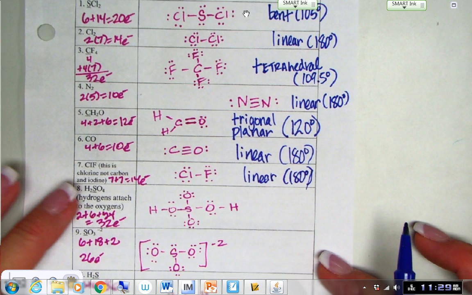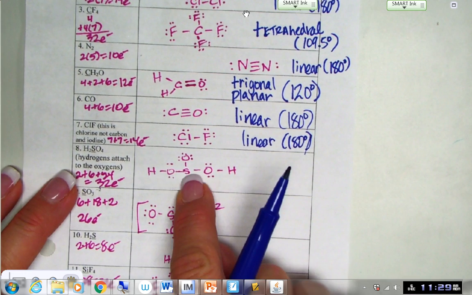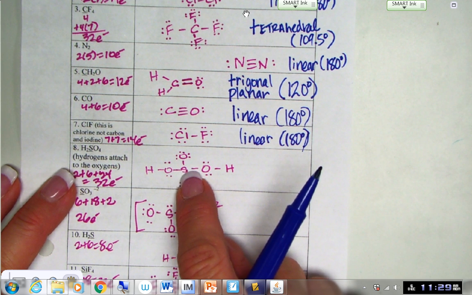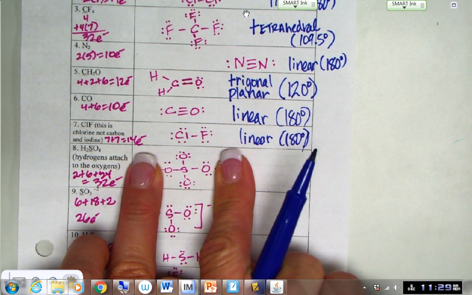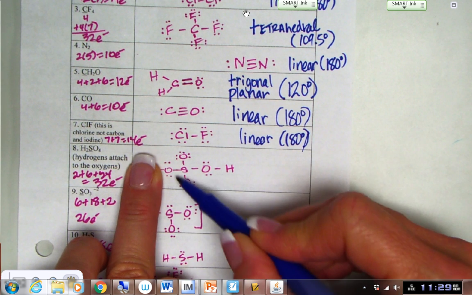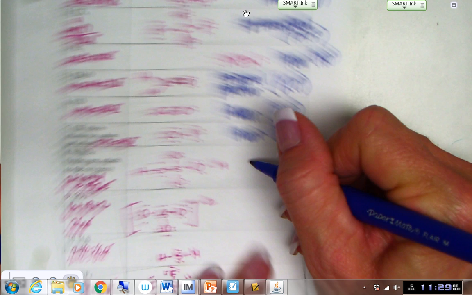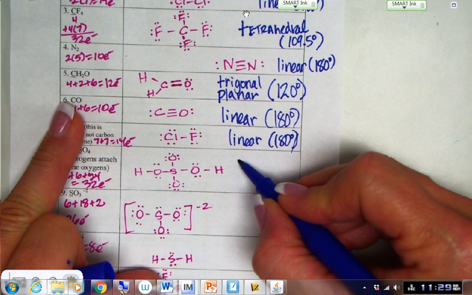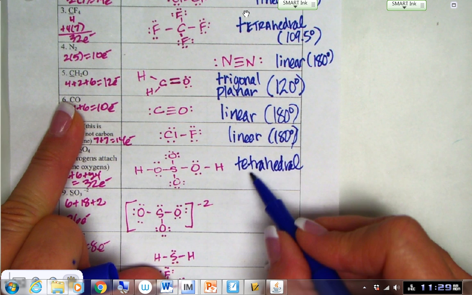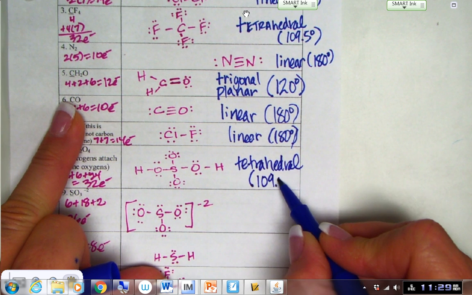All right, number 8. Look at your central atom. Now we're going to classify the VSEPR shape based on what's around the sulfur. We're not going to pay attention to anything except what's on the sulfur right now. So sulfur has 4 oxygens directly attached to him. So the VSEPR shape has to be tetrahedral, and the bond angle for all tetrahedrals is 109.5 degrees.